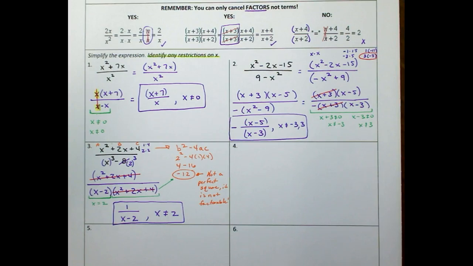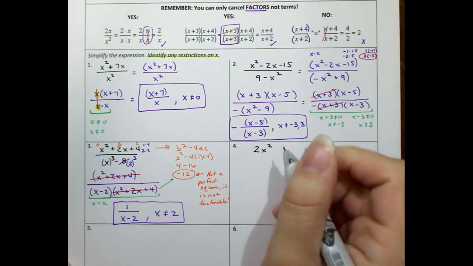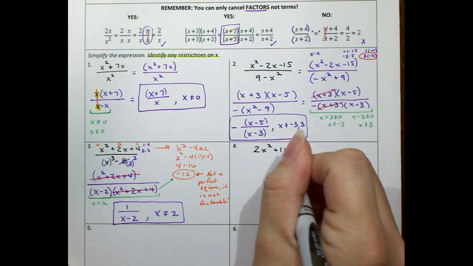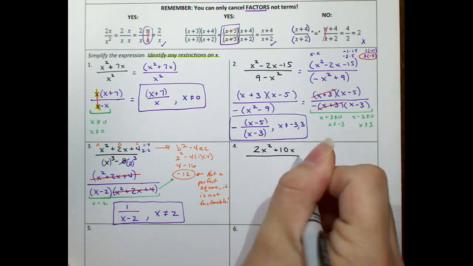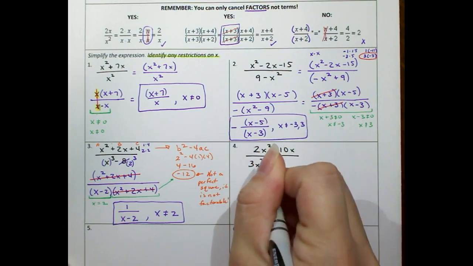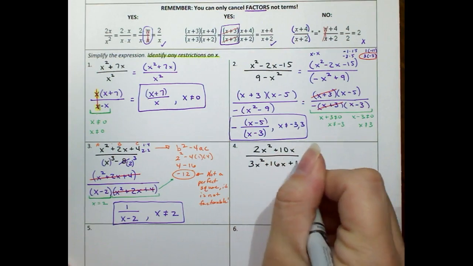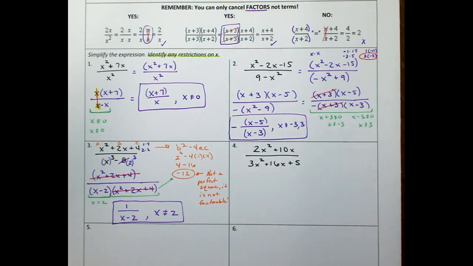All right, number 4. We'll let you try number 4. It's 2x squared plus 10x over 3x squared plus 16x plus 5. So I'd like for you to go ahead and pause the video, try this problem, and when you're ready, turn it back on.